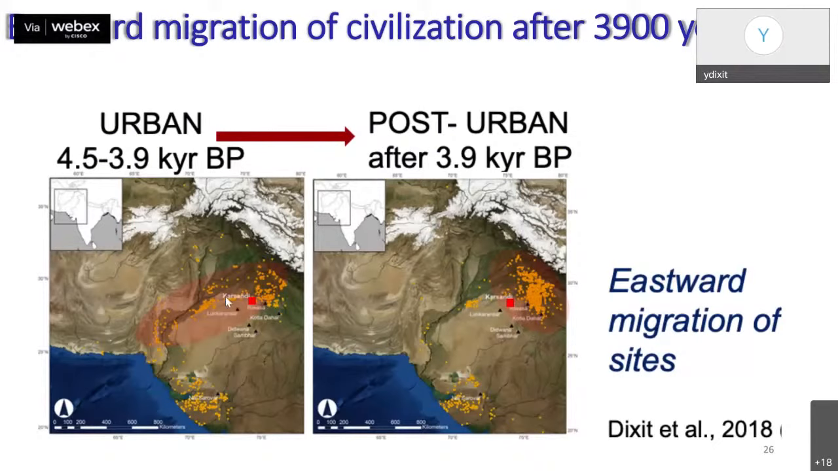For example, between 4,500 and 3,900, there were really nice cities with trade with Mesopotamia, all around the Thar Desert, and even on the margins of the Thar Desert. But just after 4,000 years ago, when the abrupt drying happened, no sites are found here after that. All the sites migrated. They left their homes and migrated towards the Ganga plains, where there was more water. So this map really fits in with our story, with the climate record we gave, that there was a monsoon rainfall weakening around 4,000 years ago.